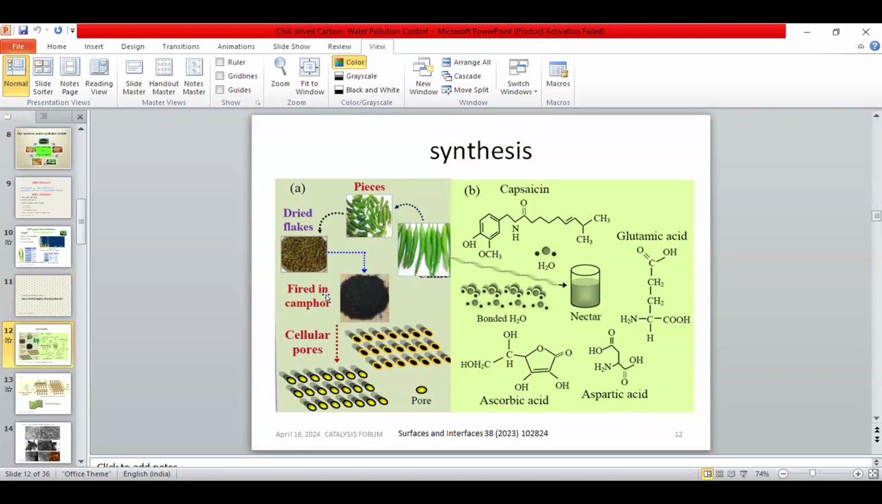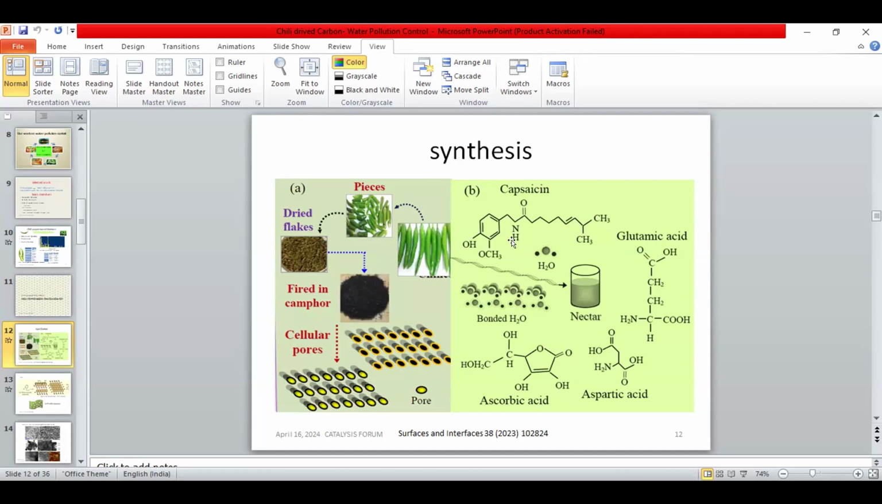Then we mixed it with camphor, which is a self-propagating agent, to burn it in a combustion process to make a fine powder. And this powder, we found, has so many pores, which are characterized later by many characterization techniques.